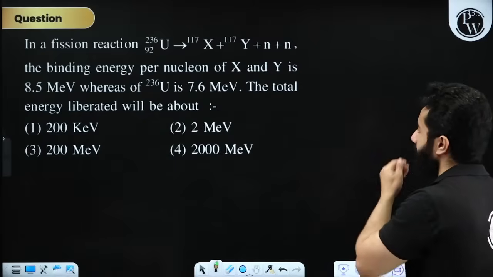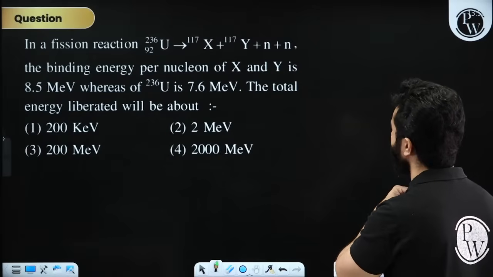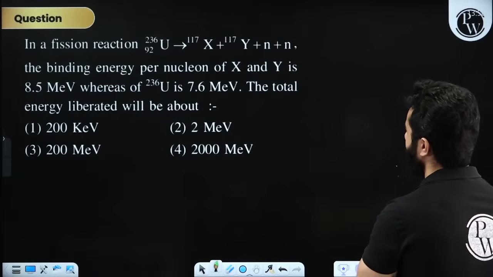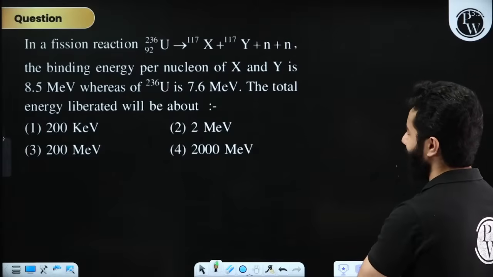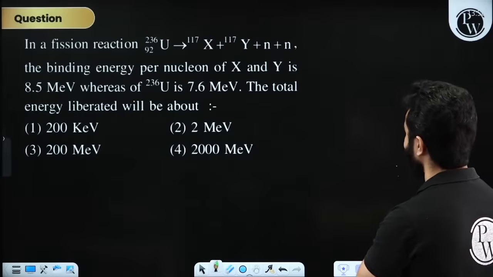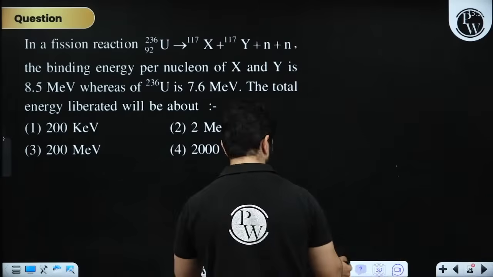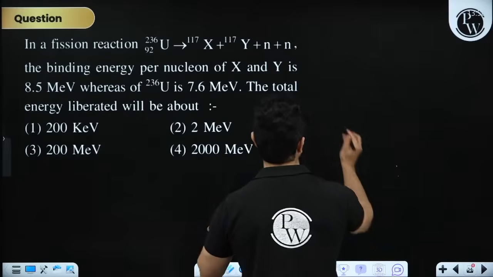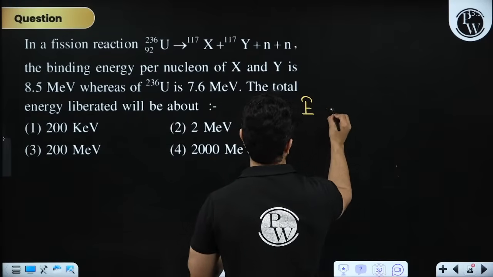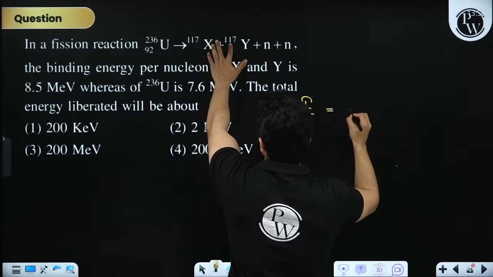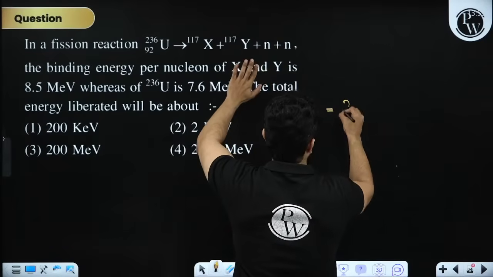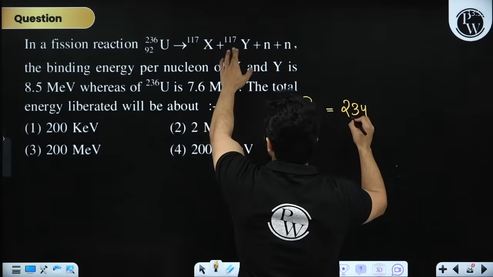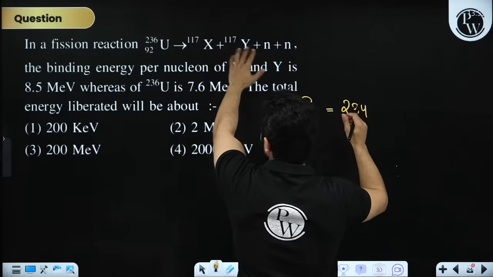What about this one? In a fission reaction of uranium-236, we get X and Y having atomic mass number of 117 plus 2 neutrons. The binding energy per nucleon of X and Y is 8.5 mega electron volt, whereas for uranium-236 it's 7.6 mega electron volt. Okay. So if you want to find out energy liberated in these types of questions, friends, you only have to do the calculation. 117 plus 117 is obviously going to be 234, and 234 plus 2 neutrons is 236.